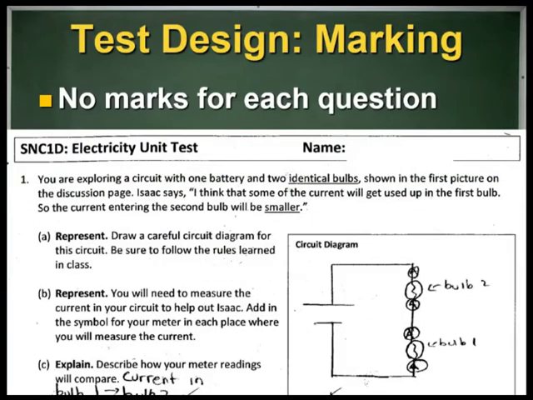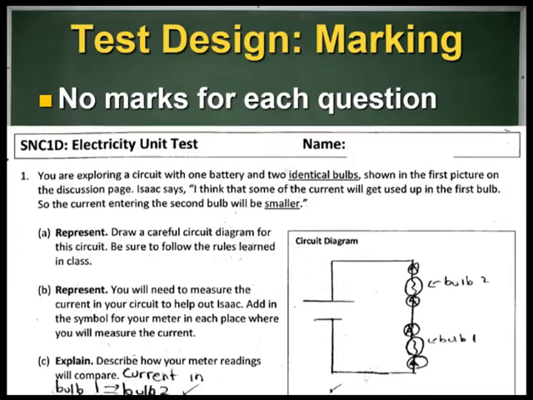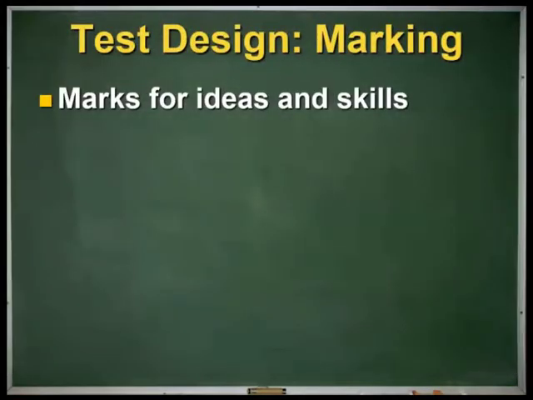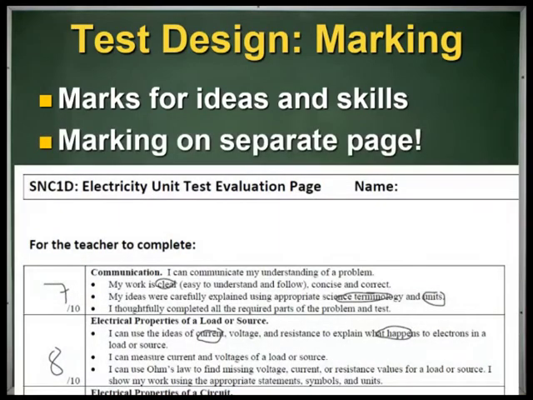When I'm marking the test, you might have noticed this, there are no individual marks for the questions or the subparts of each question. There's question number 1, no mark. Part A, B, C, no mark breakdown. So instead, we assign marks for their demonstrations of their understanding of the ideas and their ability to use their skills. And that marking happens on a separate page.